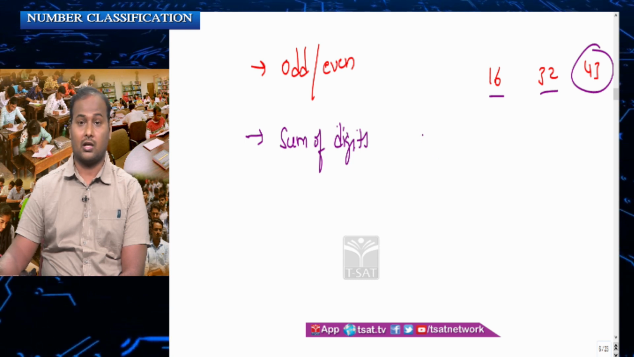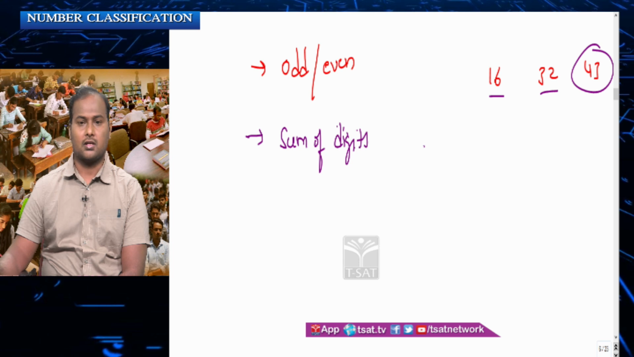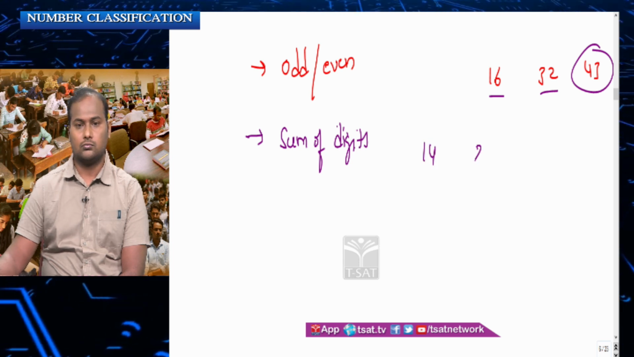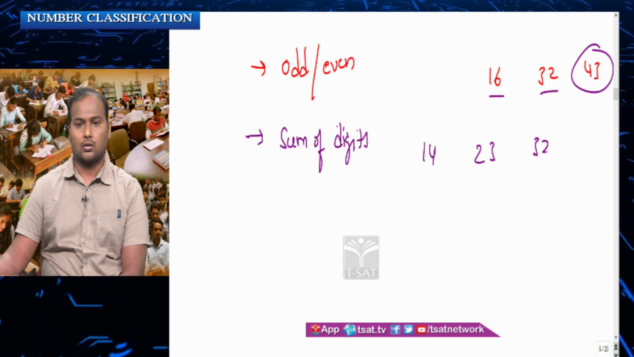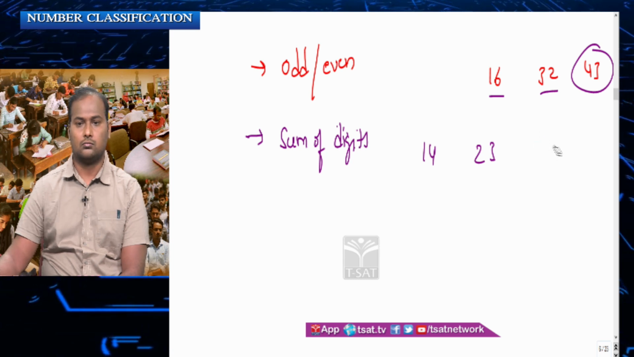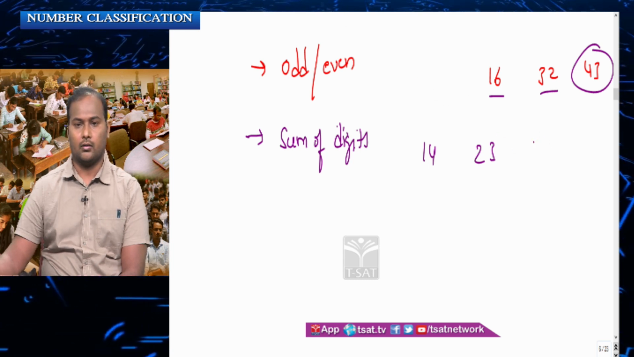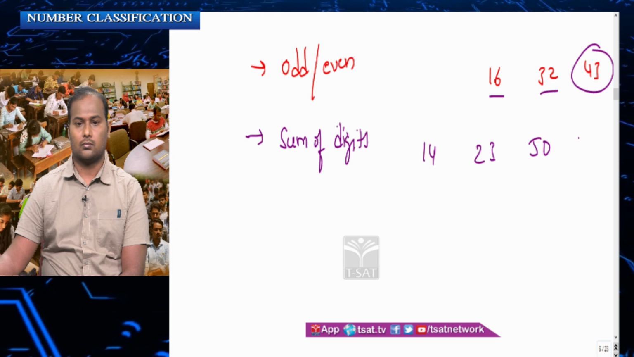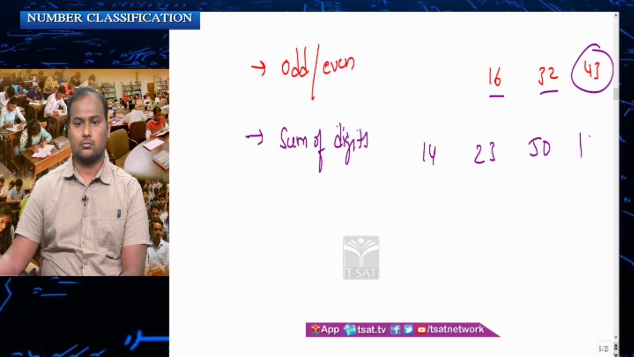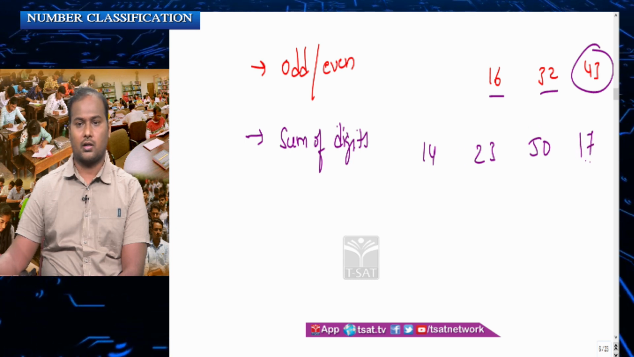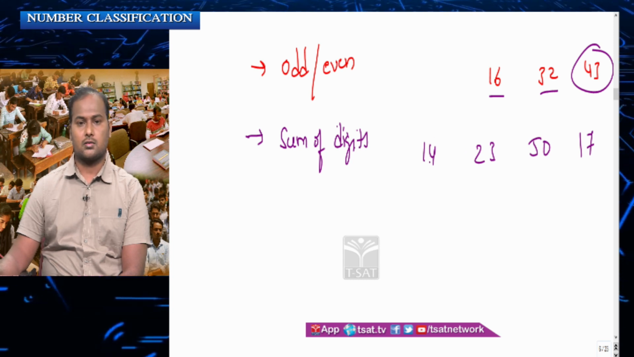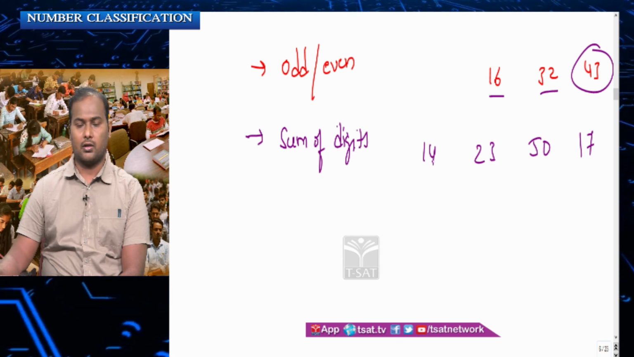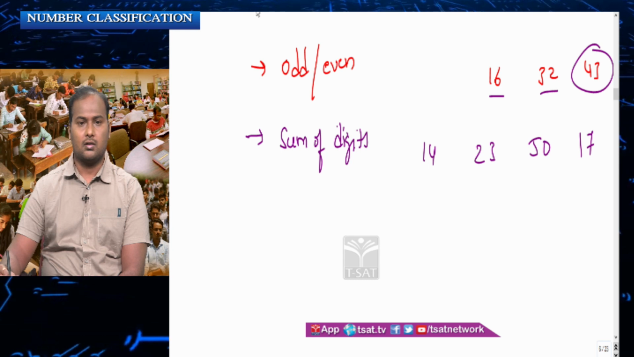Let's try to see what type of questions we can expect. For example, 14, 23, 32 or 50 or like 17. Now we will ask, try to classify it. See, in this case we will check squares, cubes, prime numbers, odd numbers, even numbers and even sum of digits also.